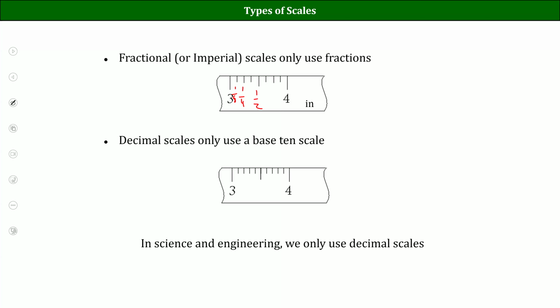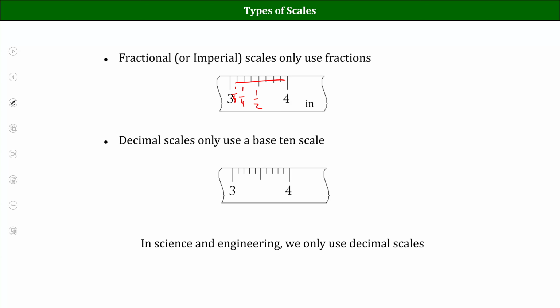We don't want to use fractional scales. Basically, if it's a fractional scale, we're going to pretend those fraction numbers aren't even there. We're just going to treat this like it's 3 inches and 4 inches. We're estimating the tenths place. If it's a decimal scale, that means that there's 9 markings. There's 10 divisions in between each of these.